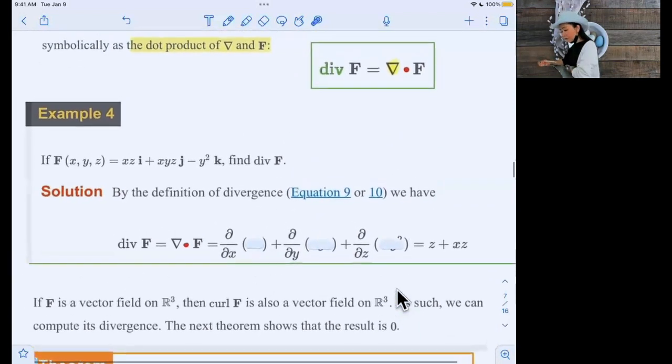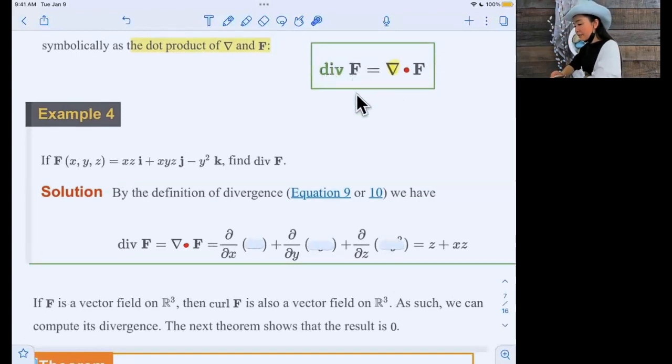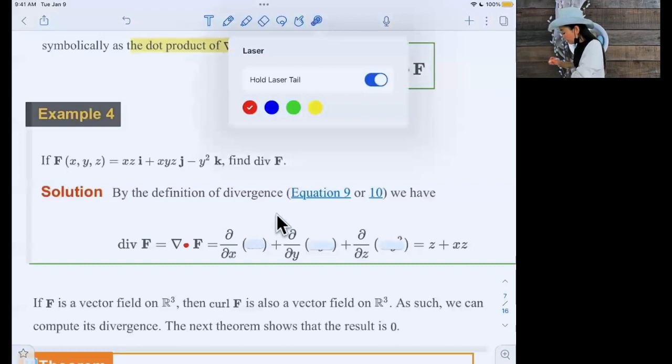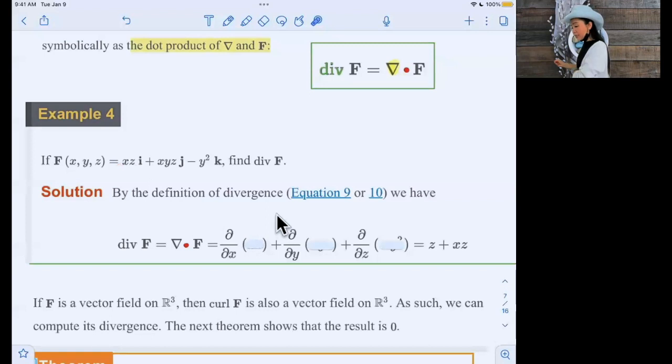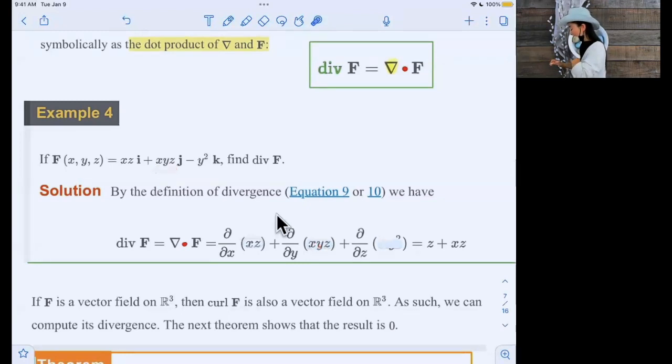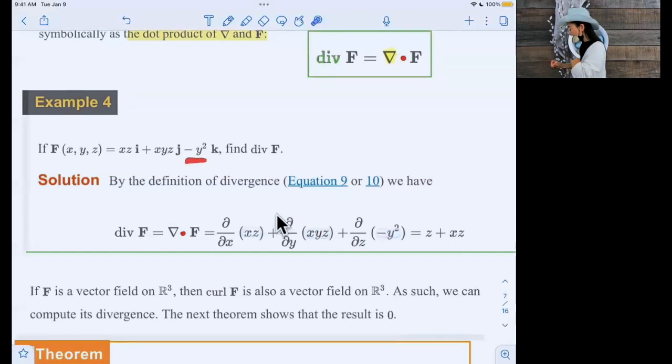Let's try to use this example to feel more comfortable with the divergence of a vector field. We're given this vector field here, and let's try to find its divergence. Using the definition above, let's do it together. We will have del dotted with F. So we take the partial derivative with respect to x of which function? What should I put in the first parenthesis? Yes, that should be the component function on the i, so that should be xz. The second one should be xyz. And this one here should be negative y squared for the k.